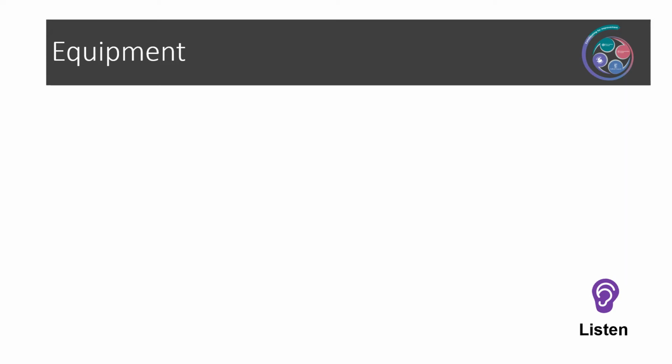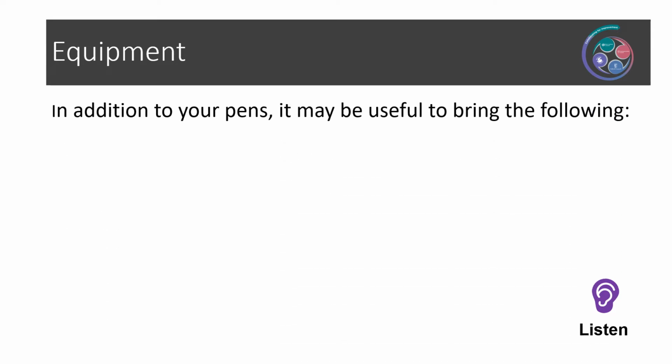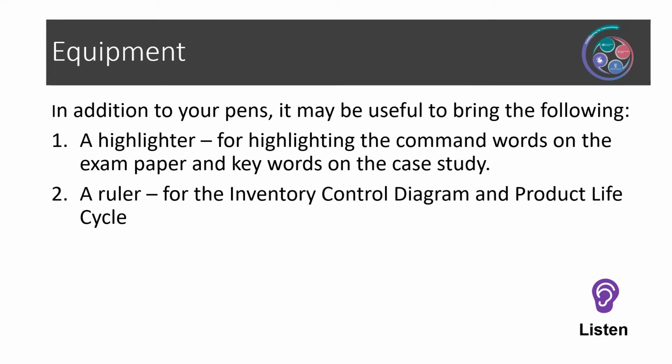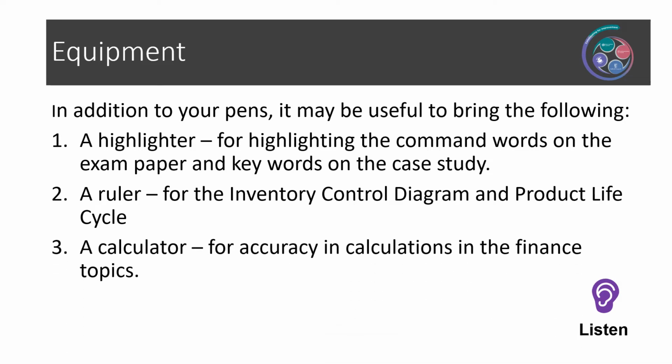Now, first things first, before you even contemplate going into the exam, to give you a top tip, I would give the following equipment. So in addition to your pens, it may be useful to bring the following: a highlighter for highlighting command words on the exam paper and for keywords in the case study, a ruler for the inventory control diagram and product life cycle, and a calculator for accuracy in calculations in the finance topics.